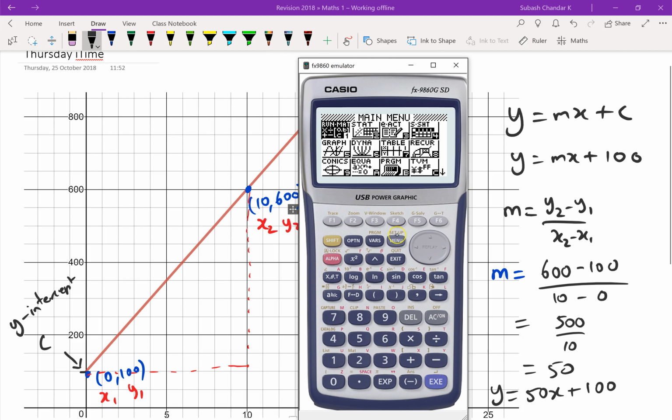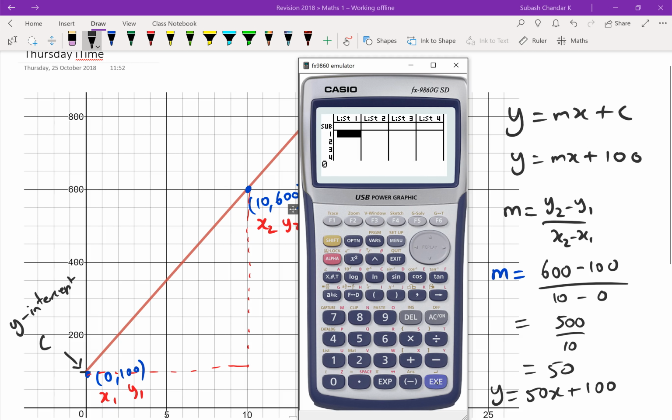Remember how I taught you guys how to do the quadratic? You do the exact same thing as you did for the quadratic, except one minor change. You go into the stat mode, you type in your 2 points, which is 0 and 100, and then your second point, which is 10 and 600. Alright, and then we press F1, which is above this yellow button, shift, graph, and then press graph 1 again, and right now it should look like this.